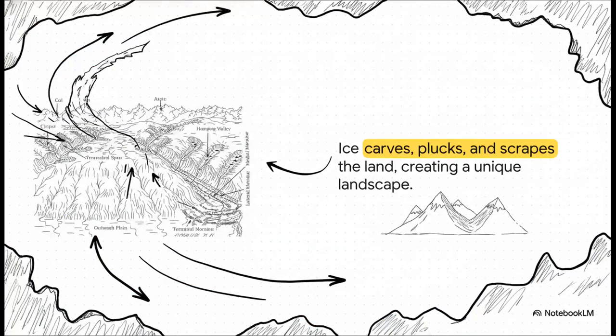This is basically what a landscape looks like after a glacier has passed through. The incredible weight of the ice just carves, plucks, and scrapes the land, leaving behind this really unique collection of features, from super sharp peaks to wide-open valleys, which we're going to look at more closely right now.